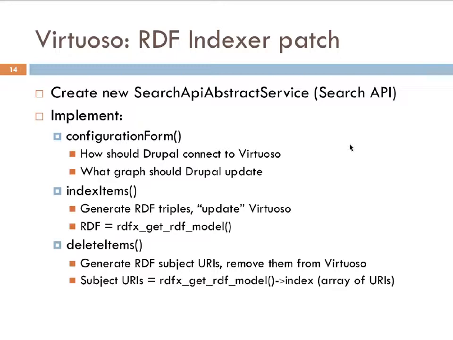One function was just a configuration form, which is just a Drupal form that lets you store data that's relevant to the triplestore server that I'm going to, or the Search API server if you want to call it. And then the other 2 methods, the index items is just how I'm going to insert data into the Search API server, or in this case Virtuoso. And then the last method, the delete items.